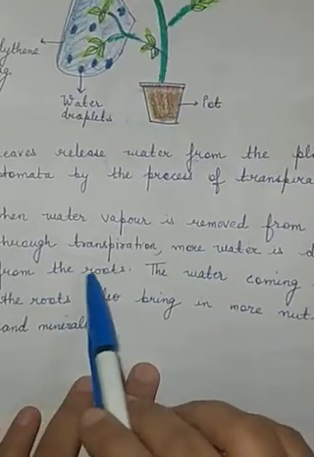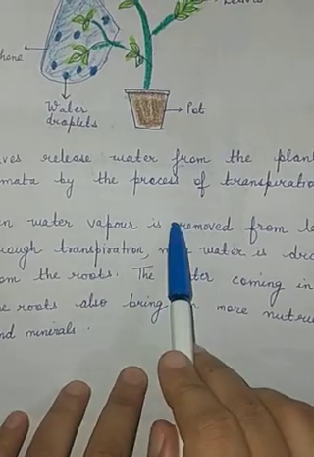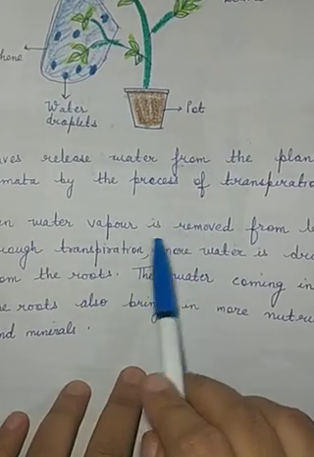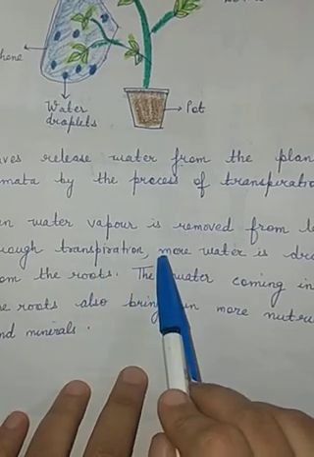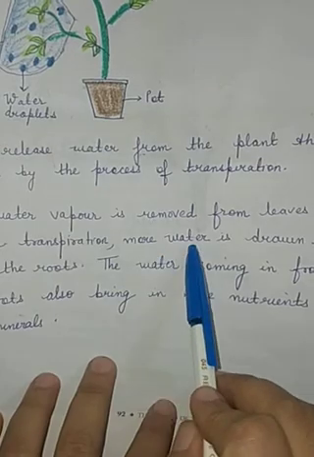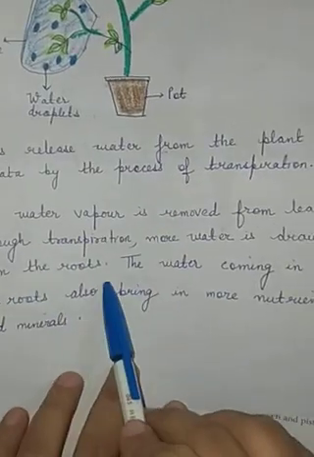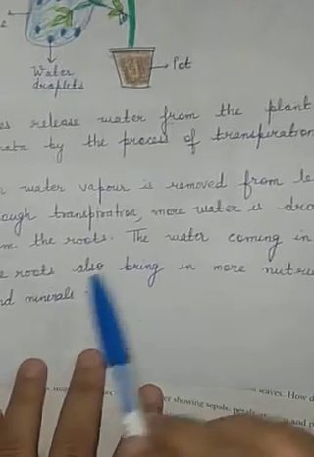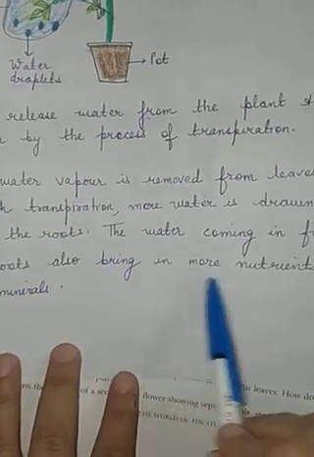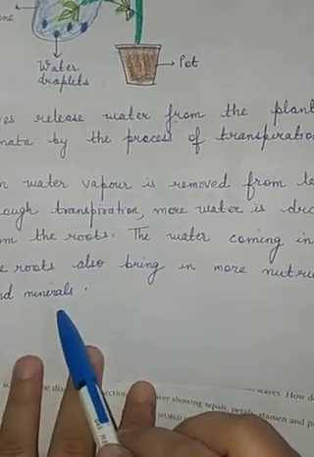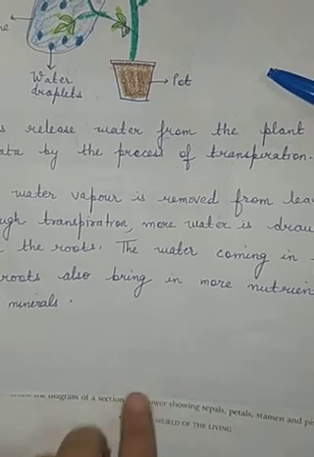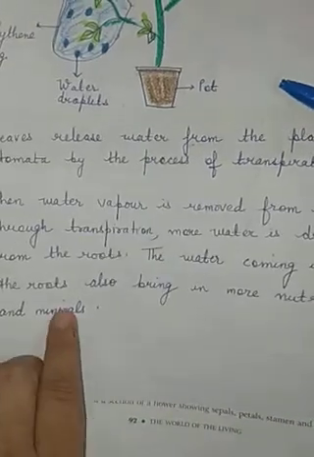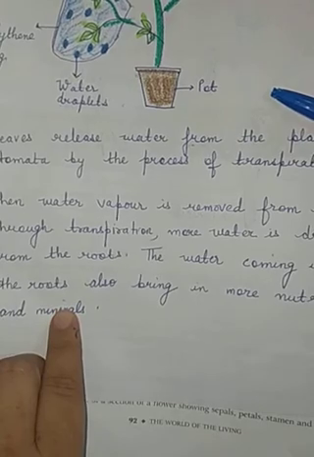When the water vapor is removed from the leaf through transpiration, more water is drawn from the roots. Means when water is lost from the leaf surface, there will be less water in the plant, so the plant will require more water and will draw it from the roots. Thus the water coming in from the roots also brings in more nutrients and minerals for the plant, and in this way it helps in the growth of the plant.